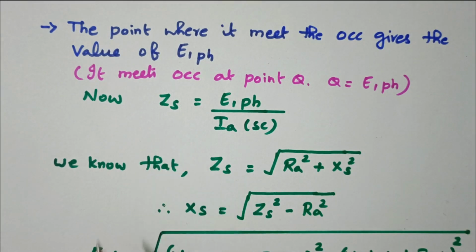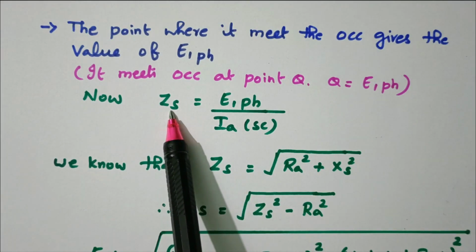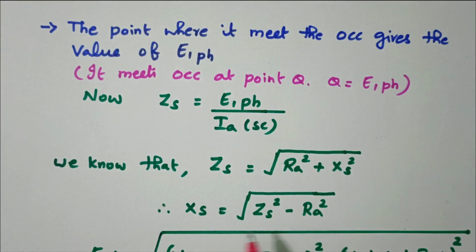Synchronous impedance. We know that the normal formula is ZS equal to square root of RA square plus XS square. From that we can find XS equal to square root of ZS square minus RA square. So we need the value of XS. So this ZS value is known. RA value is already calculated, the first step we calculated RA. ZS is calculated. So from ZS and RA value we are able to find XS value.